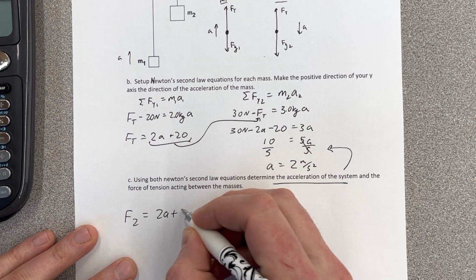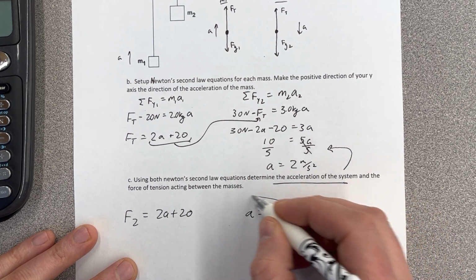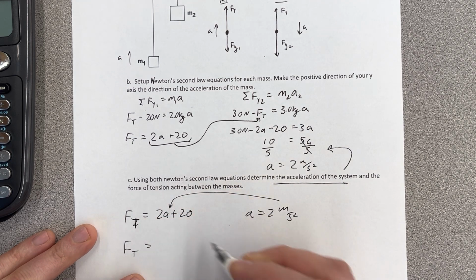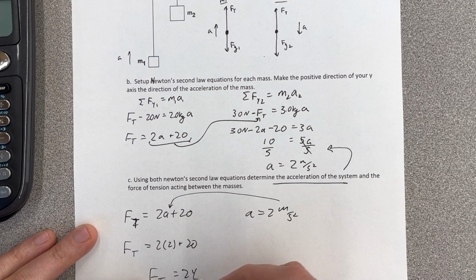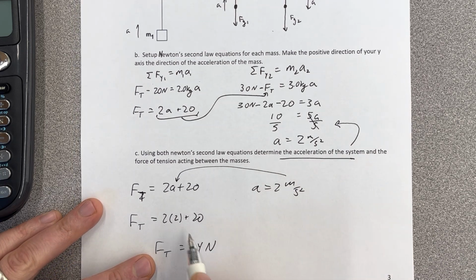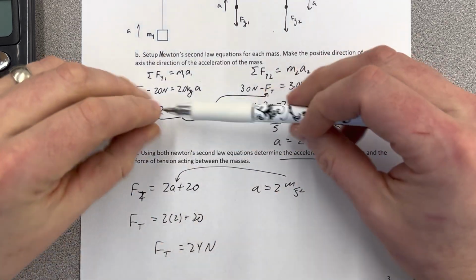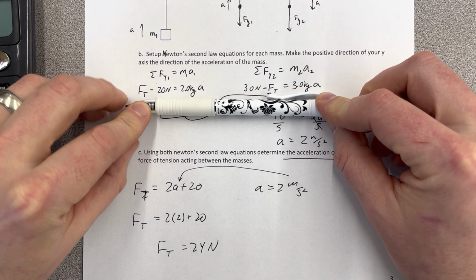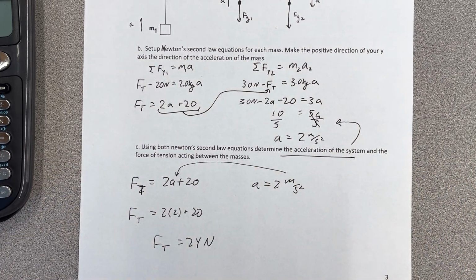Equals 2A plus 20. A equals 2 meters per second squared. So now I can take that, put it in for A. That's the force of tension. Force of tension is 2 times 2 plus 20. So it's 24 newtons, right? So I did a little more work up here than I should have. I should have just stopped this one right here. Those are the 2 Newton second law equations, and then did the math down here, but it doesn't really matter.